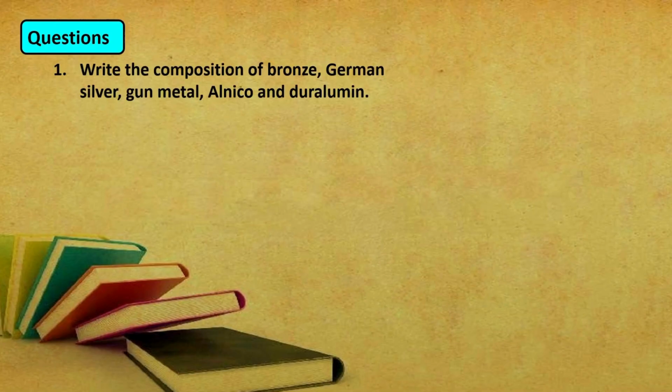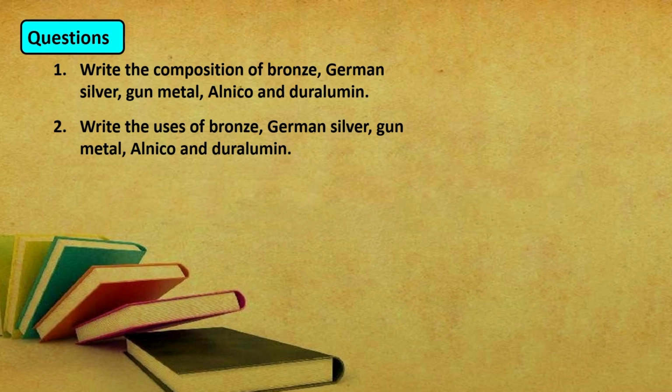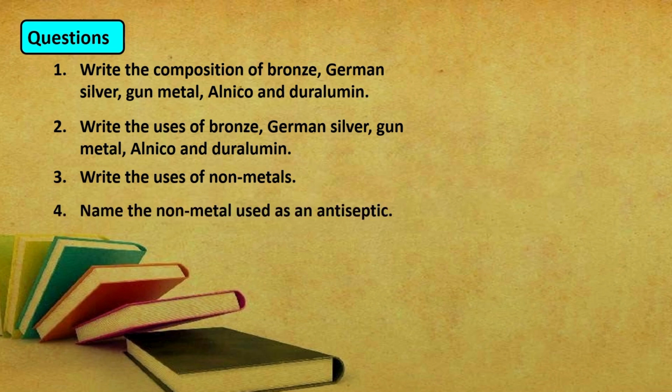Questions. Question number 1. Write the composition of bronze, German silver, gunmetal, alnico, and duralumin. Question number 2. Write the usage of bronze, German silver, gunmetal, alnico, and duralumin. Question number 3. Write the usage of nonmetals. Question number 4. Name the nonmetal used as an antiseptic.